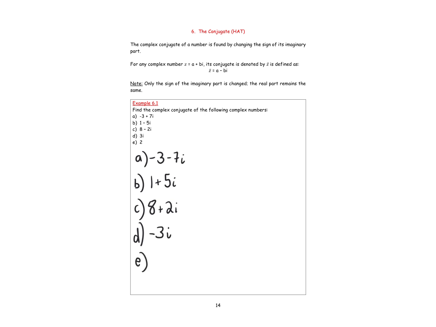Finally, E, we're looking for the complex conjugate of 2. Now, 2 has no imaginary part, and the complex conjugate is found by changing the sign of the imaginary part. But because there's no imaginary part here, we can't change anything, so it would just stay as 2.